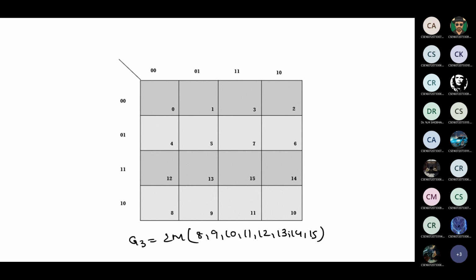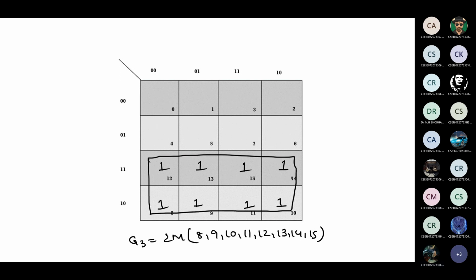2 quads. What is the answer? 8, 9, 10, 11, 12, 13, 14, 15. B3 B2 plus... No, 2 quads is wrong. Sir, 1 octet, only 1 octet. As 8 ones are there, no need to go for a quad. So this is B3, B2, B1, B0. Now tell me what is the answer.